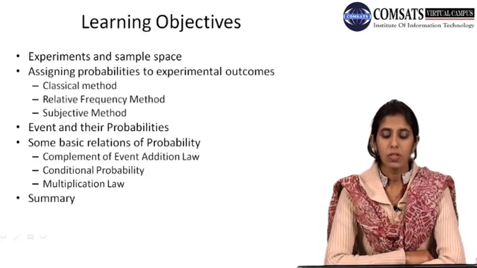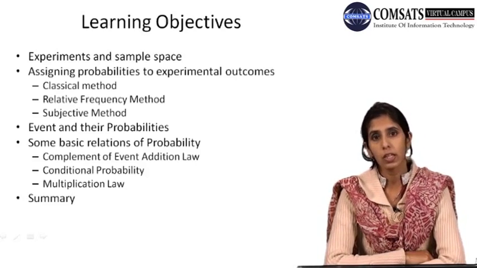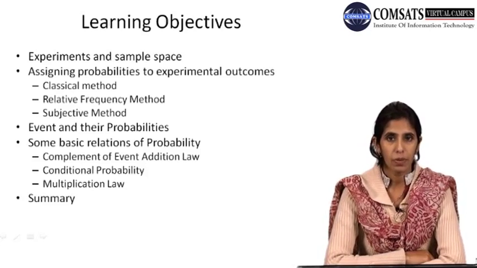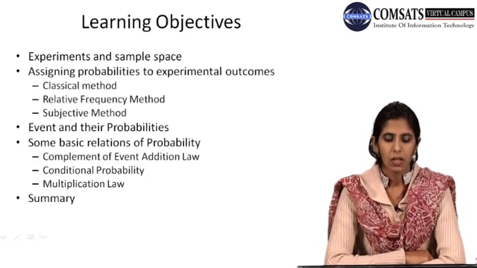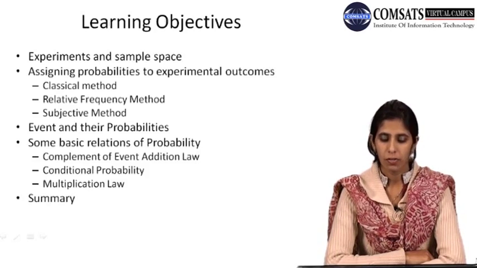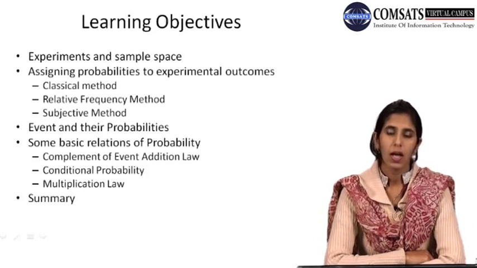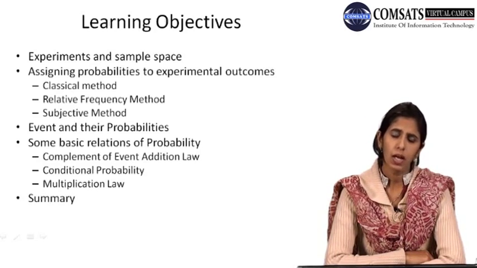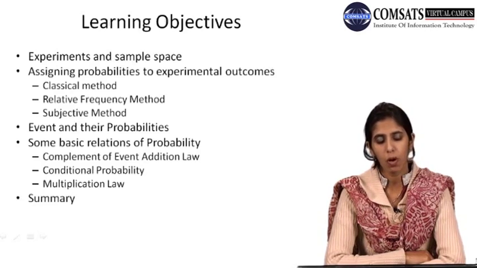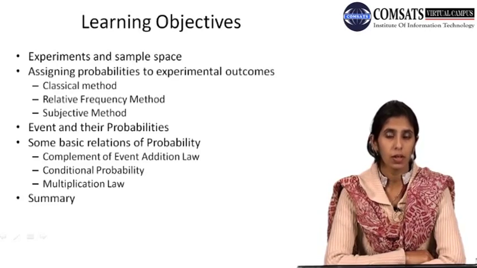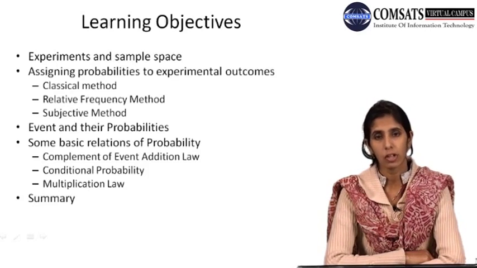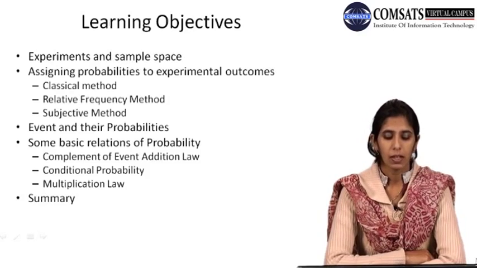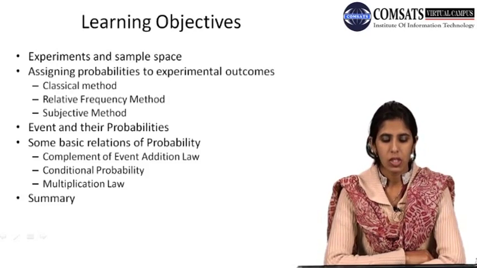Then we'll be talking about events and their probabilities. What is actually an event, and how do we describe the event with reference to its probability? Then we'll be defining some basic relationships of probability: the complement, the additive law, conditional probability, and the multiplicative law, and then analyze the summary. I think we will not be completing the multiplicative law and conditional probability completely in this lecture, but lecture number 3 will be exhaustive on conditional probability and the multiplicative law. We'll be touching in detail the additive law, which is generated through the basic relations of probability.